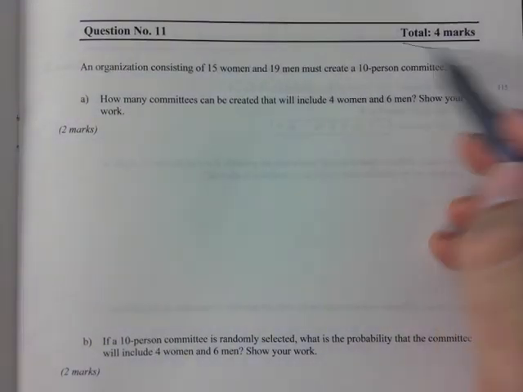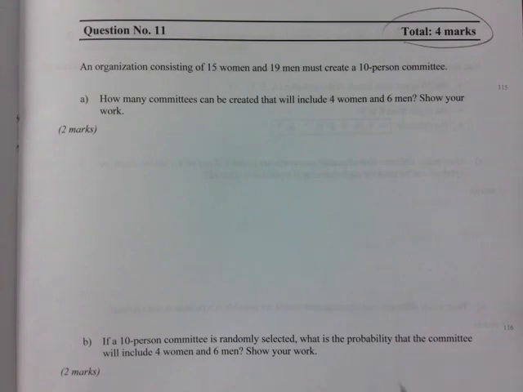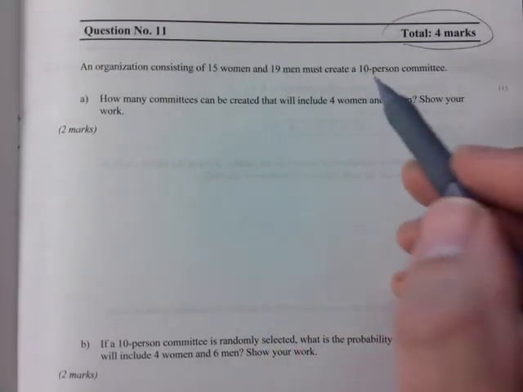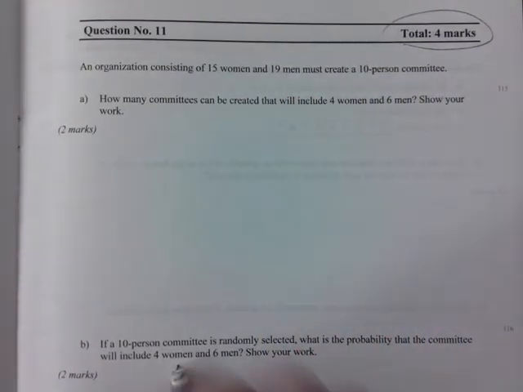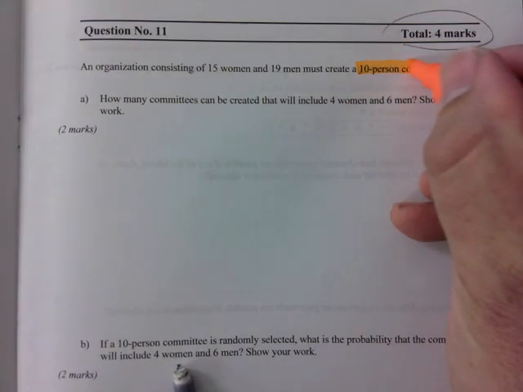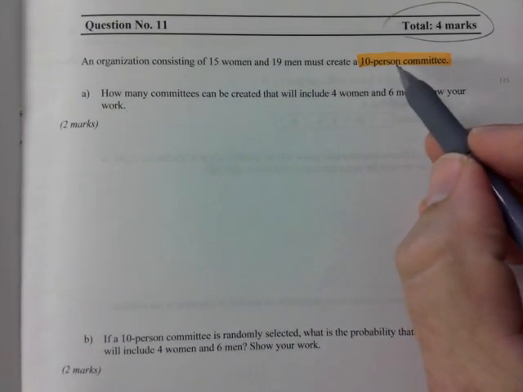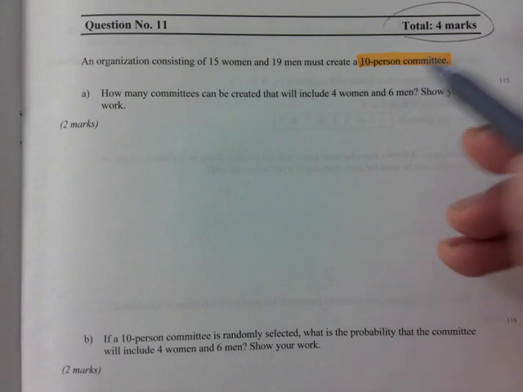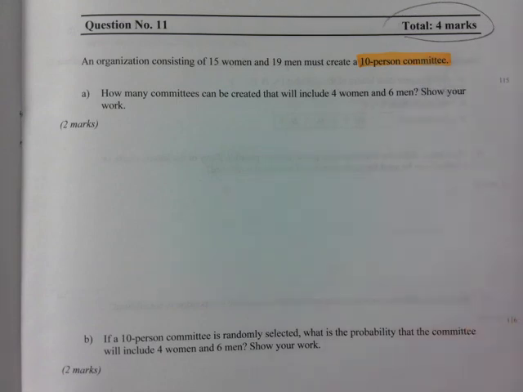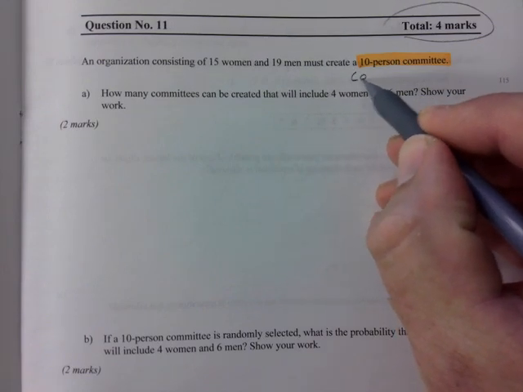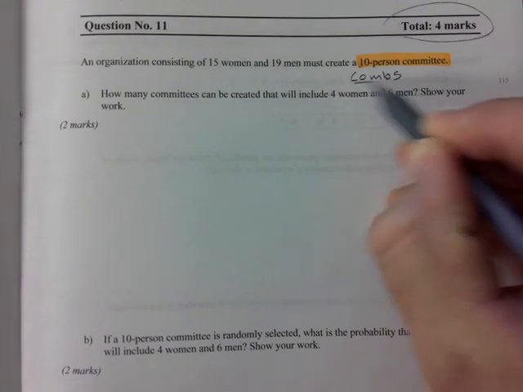4 marks for this question. An organization consists of 15 women and 19 men, and you must create a 10-person committee. This should hopefully ring a bell. You're making committees, groups of people, hands of cards, what have you. So this is comms. You should be thinking combinations.